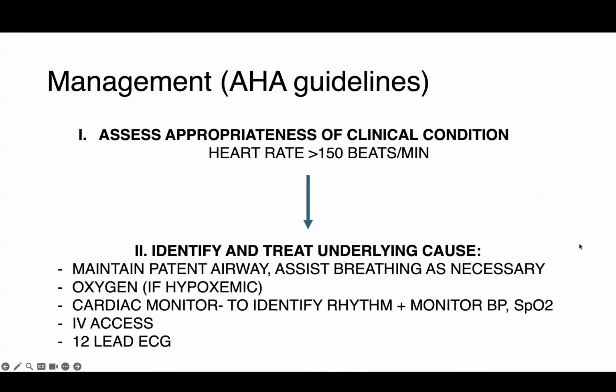So how will you proceed? You go with the AHA guidelines. First, you assess the appropriateness of the clinical condition. Heart rate is more than 150 beats per minute. You identify and treat the underlying cause. Your first step is to maintain a patent airway, assess breathing as necessary, give oxygen if hypoxic, and put the patient on a cardiac monitor to identify rhythm, monitor BP, SpO2, get an IV access, and a 12-lead ECG.